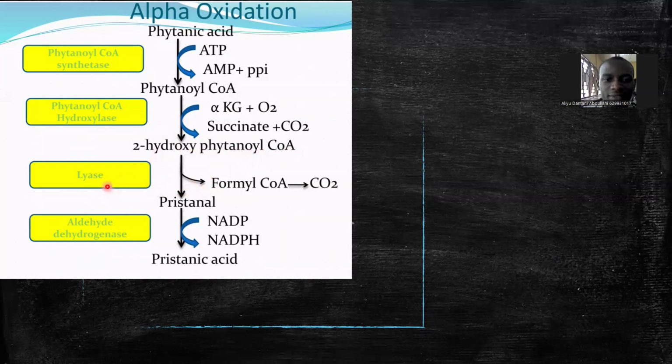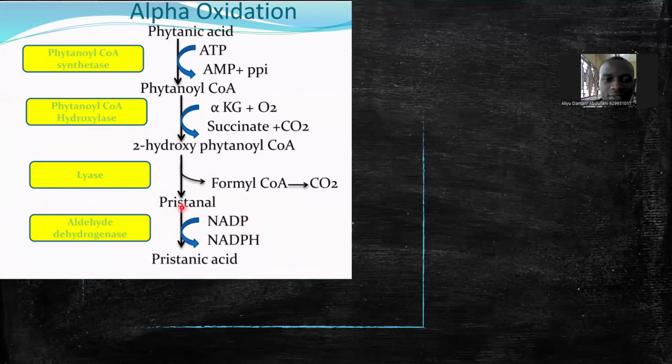2-hydroxyphytanoyl-CoA is broken down, is lysed. Let me use the word lyse to pristanal. And here, a lysis will remove a molecule of formyl-CoA or CO2. And pristanal is now oxidized to pristanic acid in the presence of aldehyde dehydrogenase. And here, NADP is reduced to NADPH.